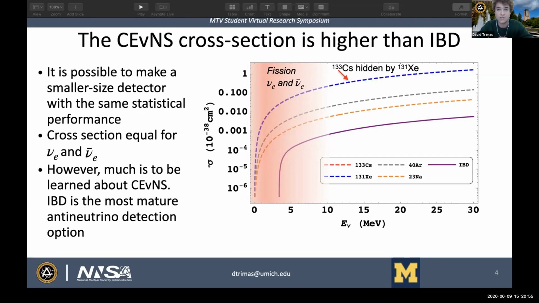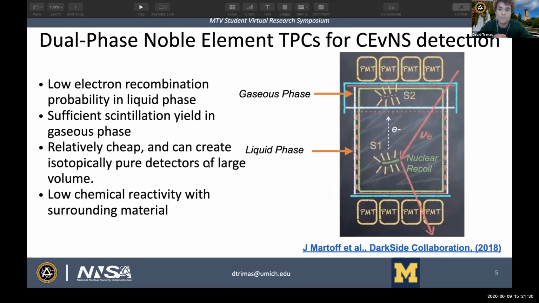However, CEVNS is much younger than inverse beta decay. For example, we had people from the COHERENT collaboration here earlier today. The first event was not detected until 2017, and then again this year in 2020 in liquid argon. So it's a pretty young field, but there's a lot of opportunities to explore. And just like any other field, we have to stay up to date with what's going on. This is something very important to look at for nuclear nonproliferation, since it's a developing technology, a developing theory in physics. I mean, the physics has been laid down for a while, but this is something that we can look at right now. What I'm going to specifically be focusing on today is dual phase noble element time projection chambers for CEVNS detection.